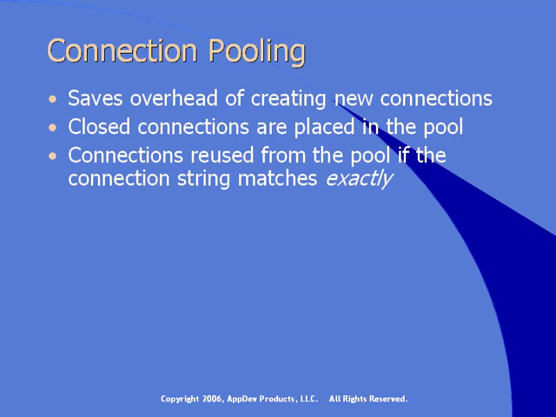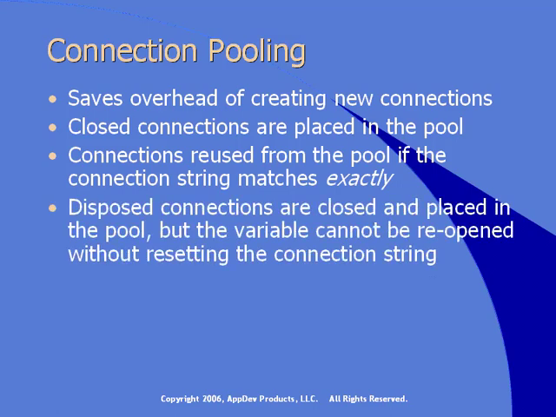But the pooling mechanism isn't that smart. It doesn't try to figure out what you meant. It just looks at what you said. And so it won't reuse the initial catalog equals Northwind if what you're looking for is database equals Northwind. It'll create a new connection with database equals Northwind, and that'll create a new pool. So you want to be sure to be very consistent. In fact, even if you just have an extra space next to the equal sign in a connection string, that will make a difference. So it has to match exactly.